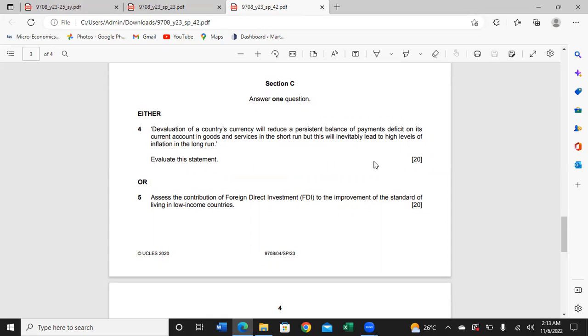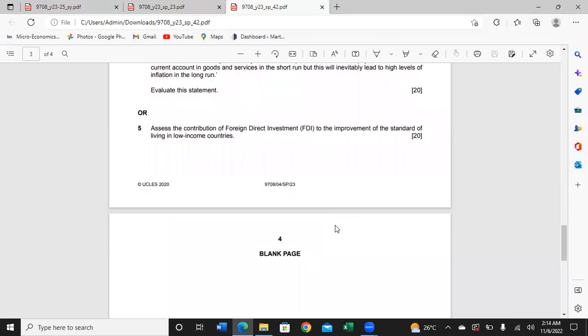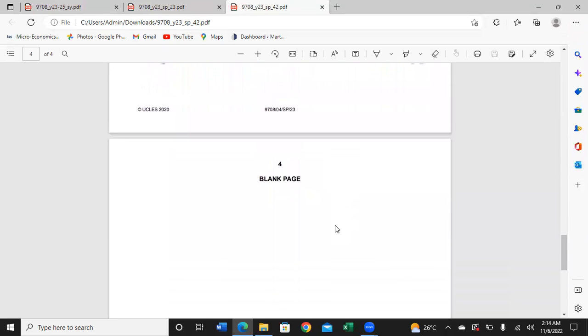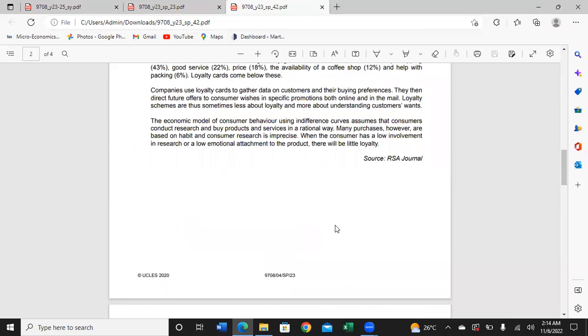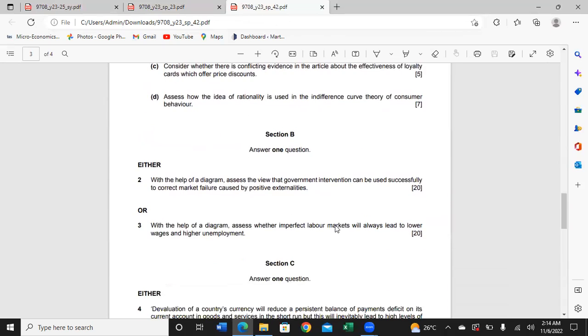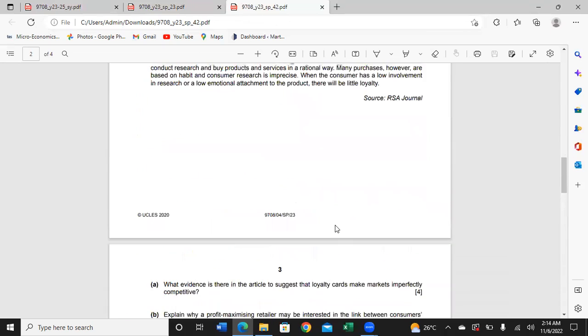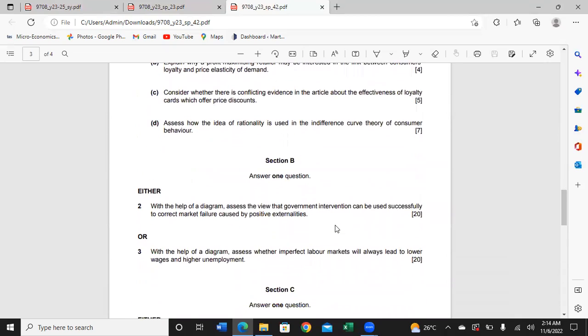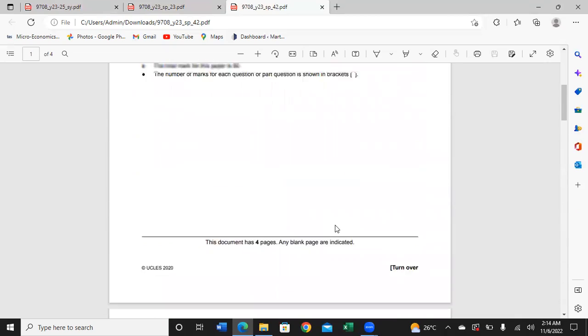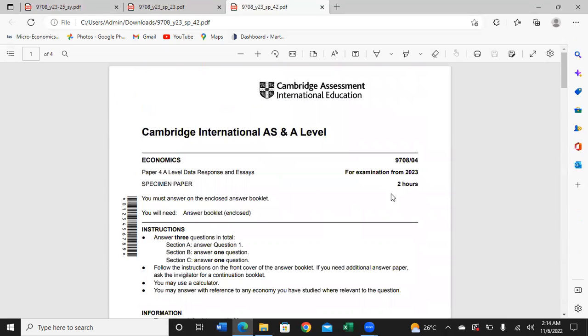Now question number 5: assess the contribution of foreign direct investment to the improvement of the standard of living in low income countries. So this is paper 4. Every question in section B and C will have 20 marks. You have to choose 1 from section B, 1 from section C, and the data response question is 20 marks. So you have to complete paper 4 as well within 2 hours.